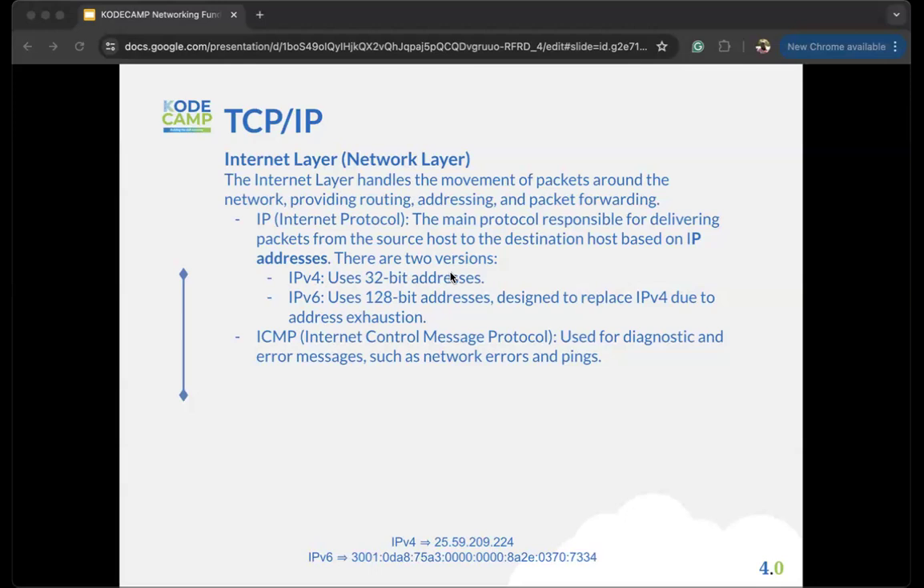We also have the ICMP, Internet Control Message Protocol, which is used for diagnosing networks. When you're using things like ping, you're working on the ICMP protocol to detect network errors, do some liveness probes on networks and see if they are up and live.